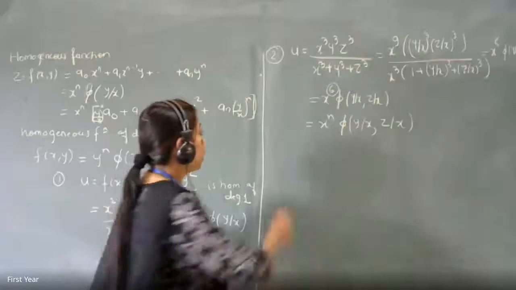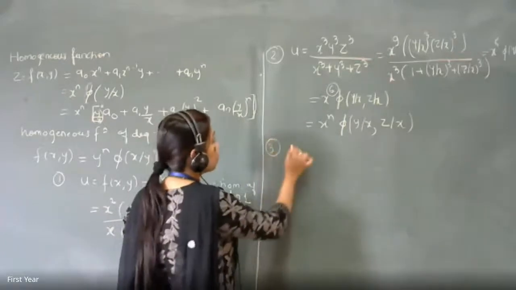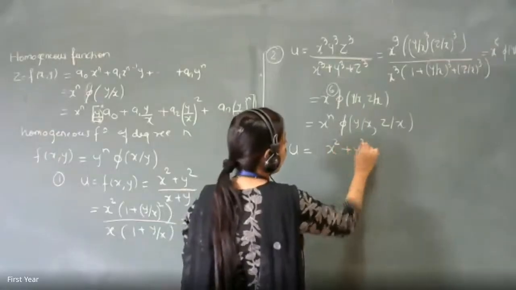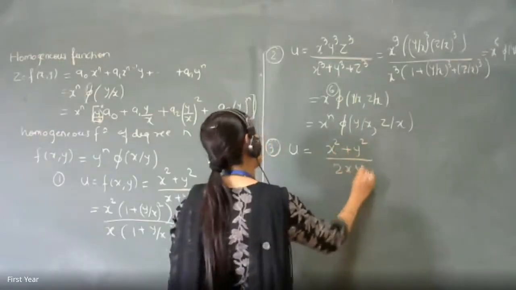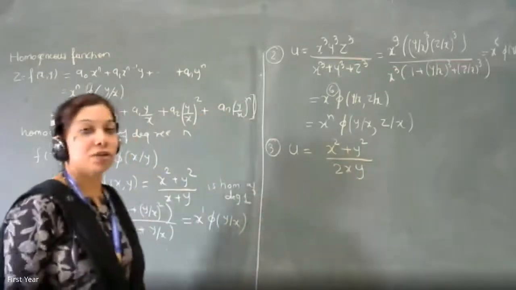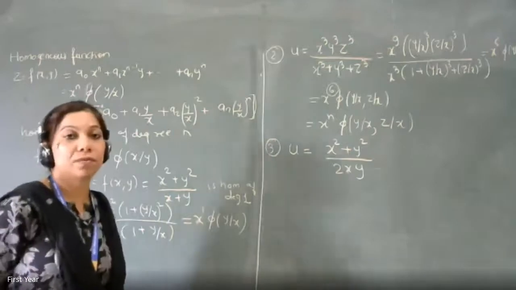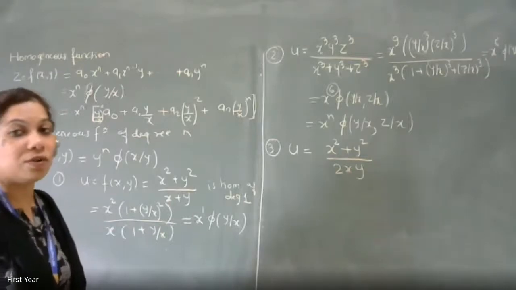Fine. So next example you can take down now. U is equal to x square plus y square divided by 2xy. What is the degree of this function? Is this homogeneous? And what is the degree of this function? Everyone, please see that the answer is 0.